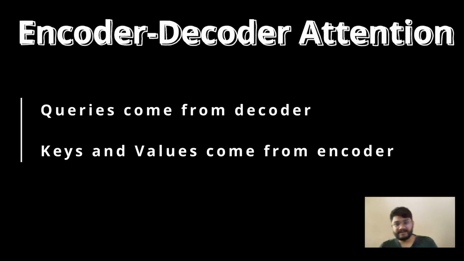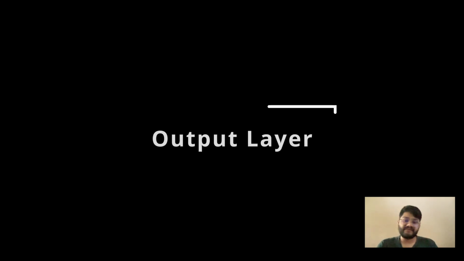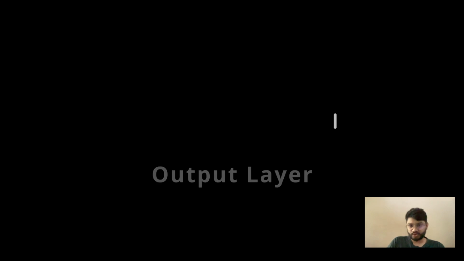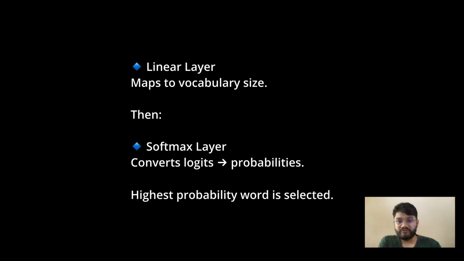The encoder-decoder attention, this is where the magic happens. Queries come from the decoder, keys and values come from the encoder. This allows the decoder to focus on relevant input words. Then finally we have the output layer. The final decoder output goes through a linear layer that maps to vocabulary size. Then we have a softmax layer, which converts logits into probabilities. The highest probability word is selected and generation continues token by token.